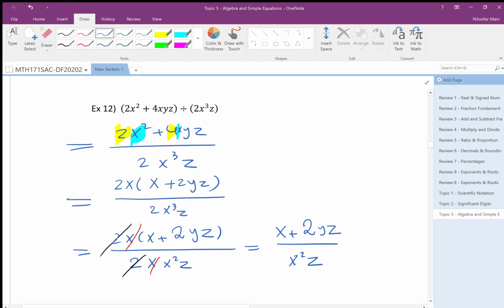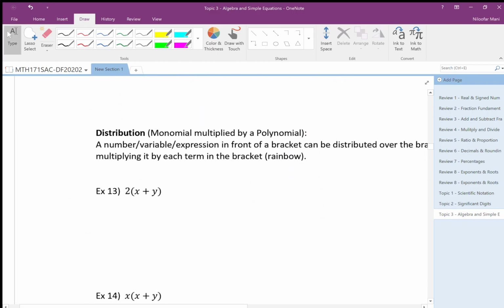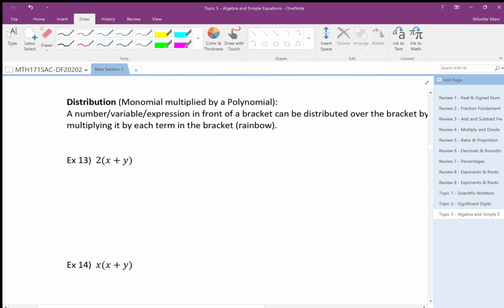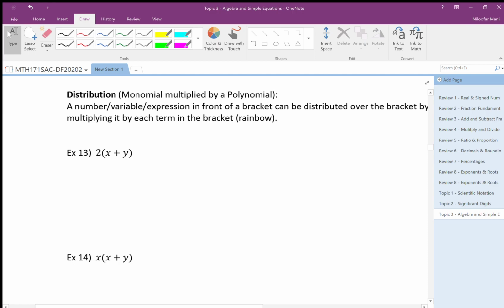So I have several terms on top and a monomial on the bottom. For the monomial, I'm fine, it's in multiplication form. For the top, where I have plus and minus, I have to find something in common. I have to factor it, and then I am able to cancel, not before that. Now, distribution: a monomial multiplied by a polynomial.